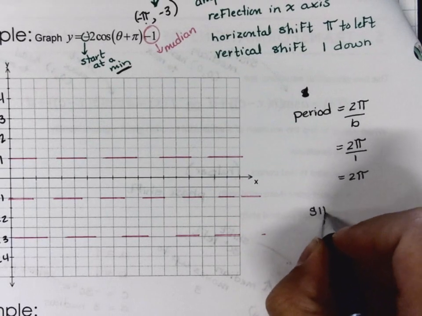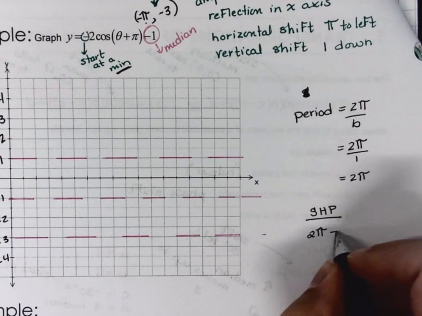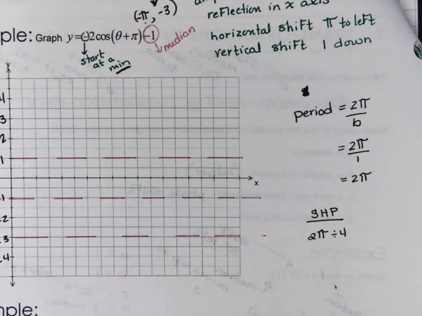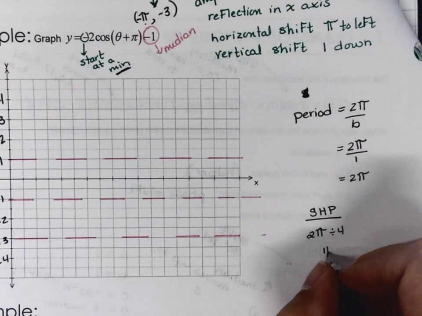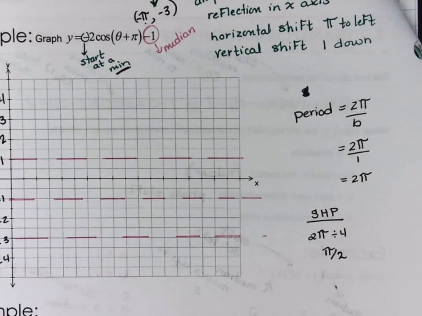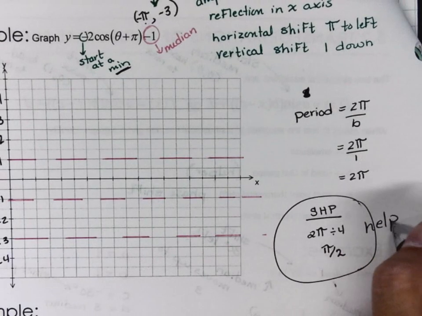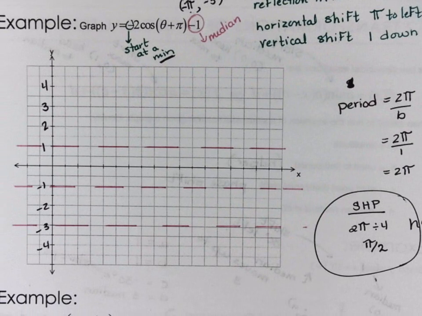So my something happening point, I'm going to take my period and divide it by 4, because there are 4 sections to the graph, so that's why I'm dividing by 4. So that's going to be pi over 2 or 90 degrees. It's the same thing that we did before. This is only a helper. This is just a helper. It just helps me figure out what I'm supposed to be doing.